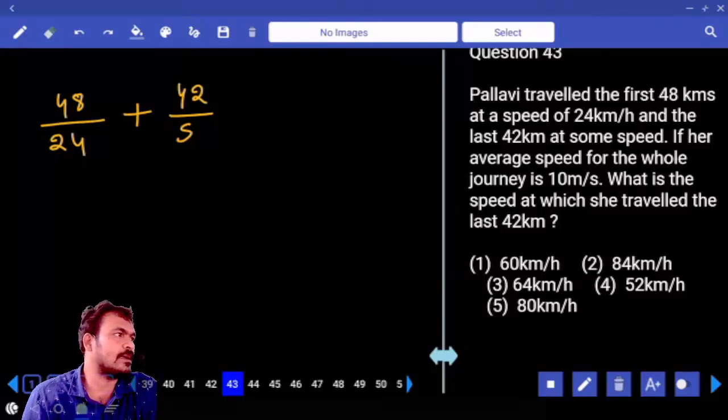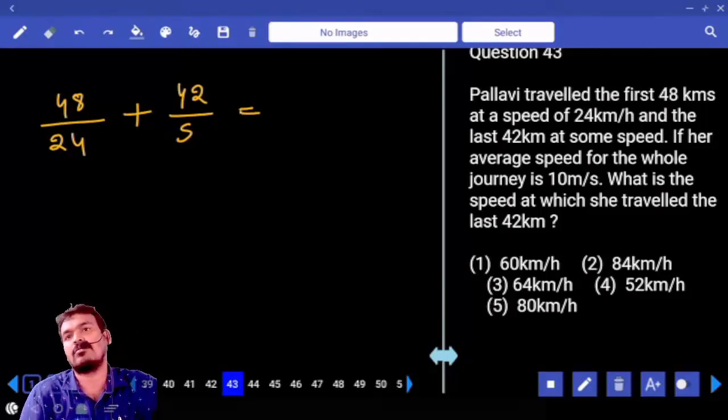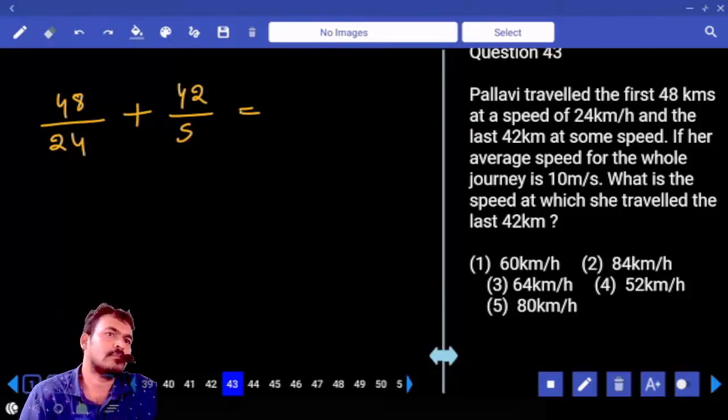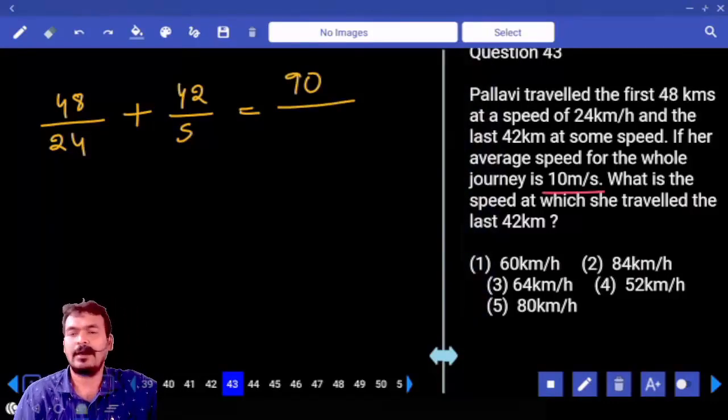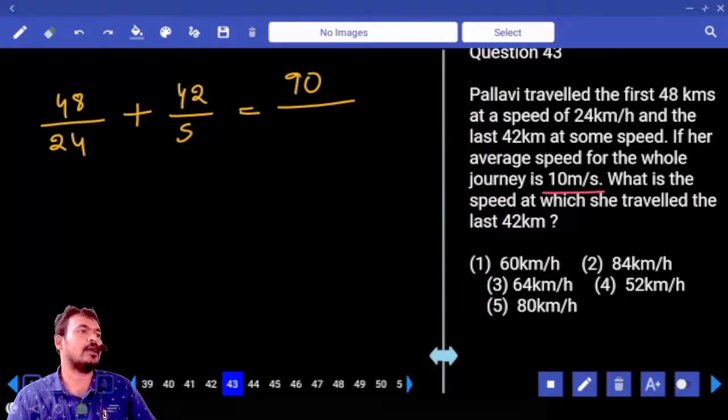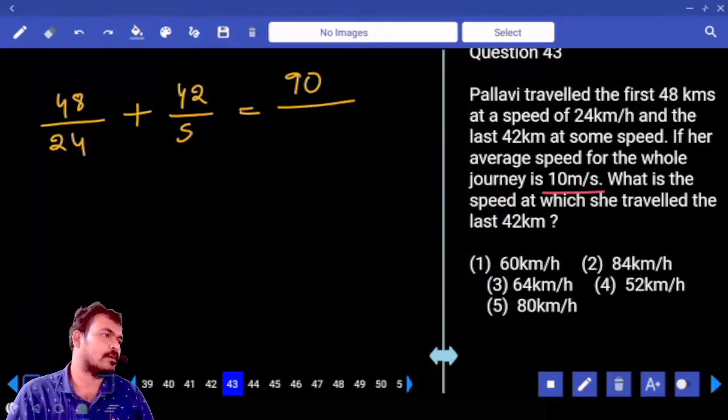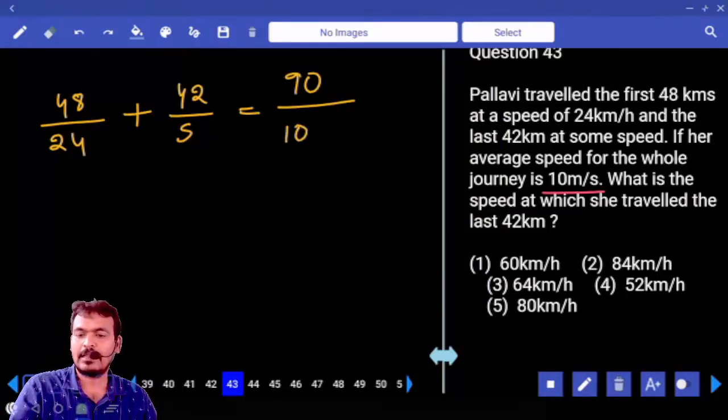Both added give the total time. Total time is total distance by average speed. The total distance is 90, and the average speed is 10 meters per second. Converting 10 meters per second to kilometers per hour.